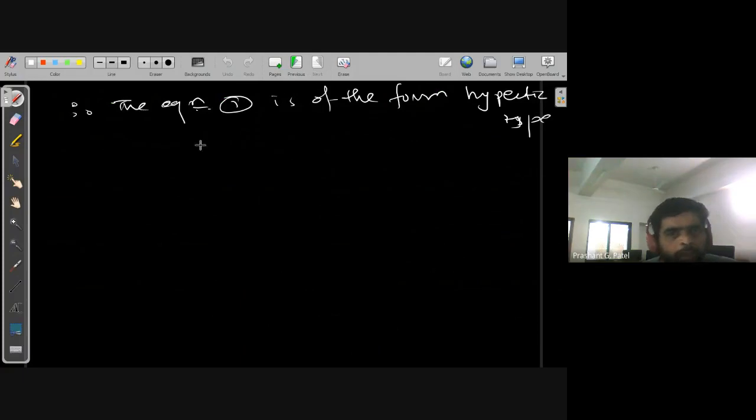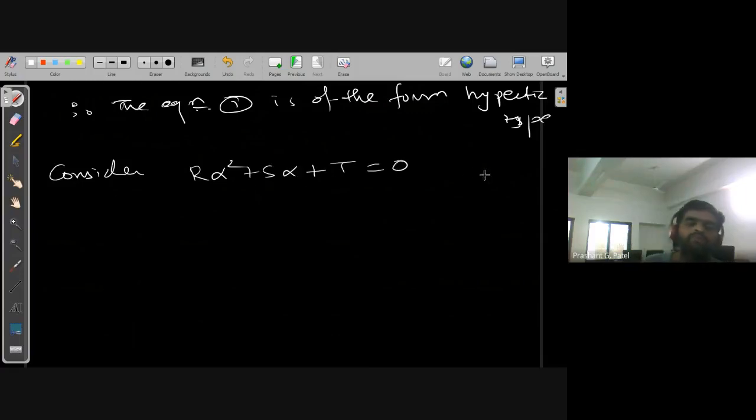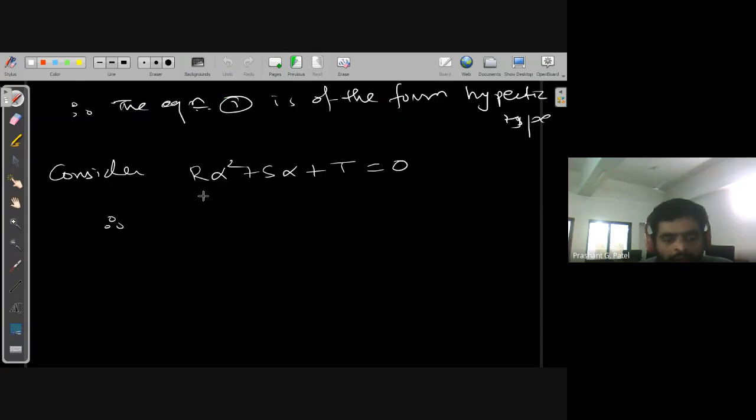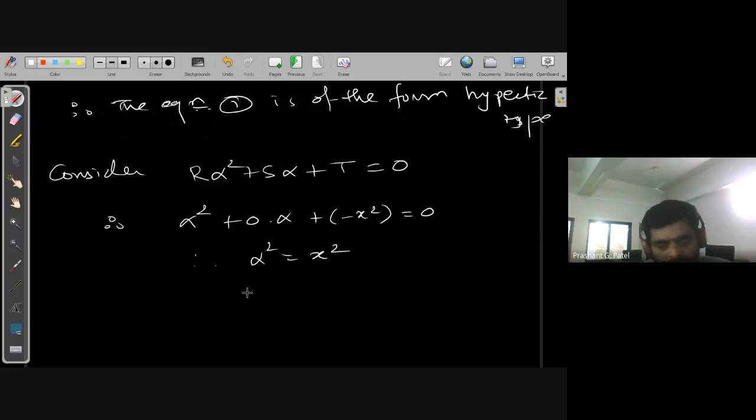For that, you just recall my previous lecture, what we did. We started with, so consider R alpha square plus S alpha plus T equal to 0. That means we have considered this quadratic polynomial. Now here the value of R we have substituted. The value of R we have got is 1, S is 0 and T is minus x square. So that gives me alpha square minus x square equal to 0. So that gives me alpha square is equal to x square. Therefore, alpha is equal to plus or minus x.